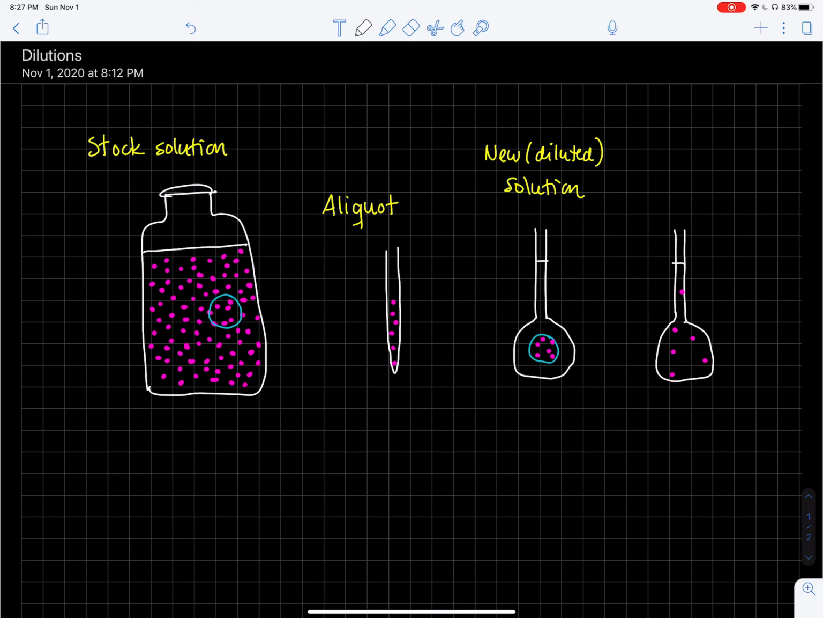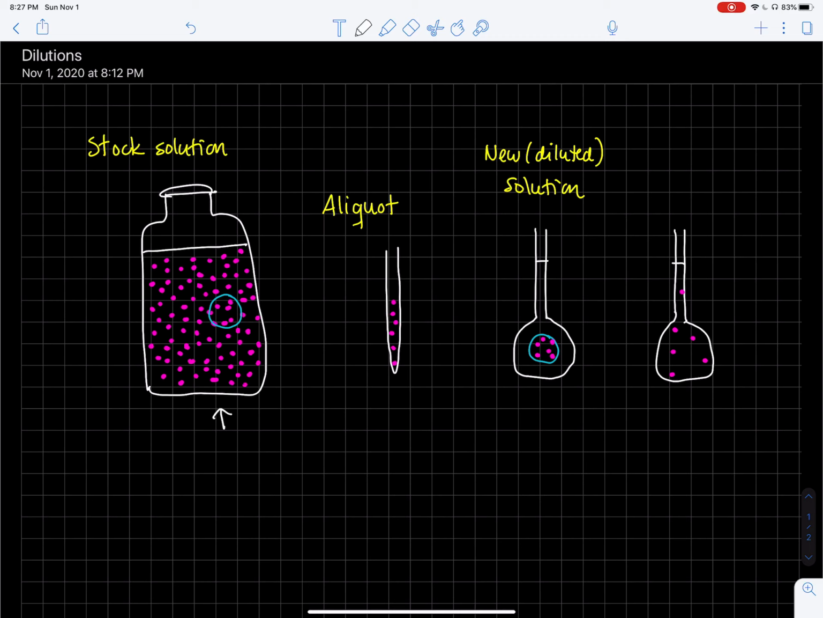Hello, Chem 110. This video is the third in our series about molarity or concentration, and this video is about dilutions. So I have a little cartoon here to show you what happens in a dilution. In a dilution, you usually have a large amount of a stock solution. That's a higher concentration, and that's shown here.